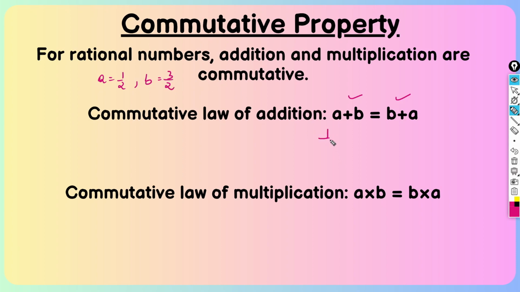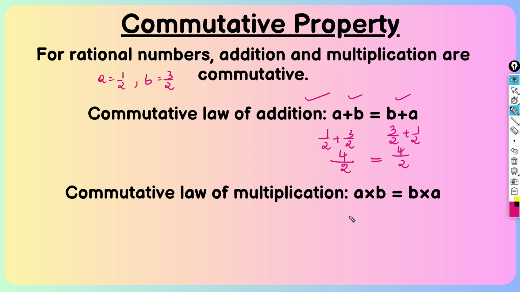So a plus b is 1 by 2 plus 3 by 2. So denominator is 2 and numerator is 1 plus 3, which is equal to 4. We will take b plus a. b plus a is 3 by 2 plus 1 by 2. Denominator is 2 and 3 plus 1 is 4. So a plus b is equal to b plus a. Hence we can say that in addition, rational numbers follow closure property.